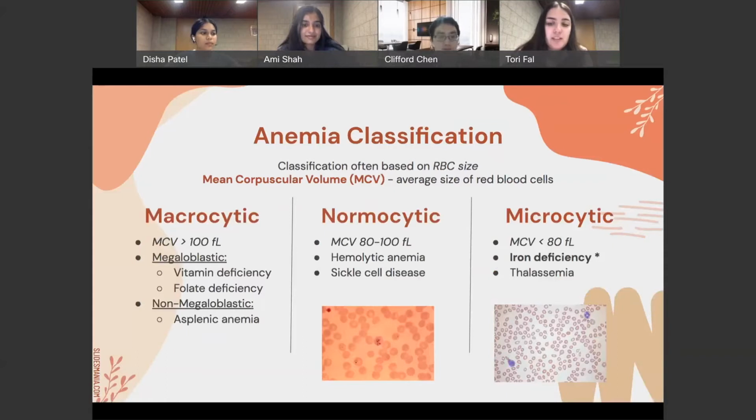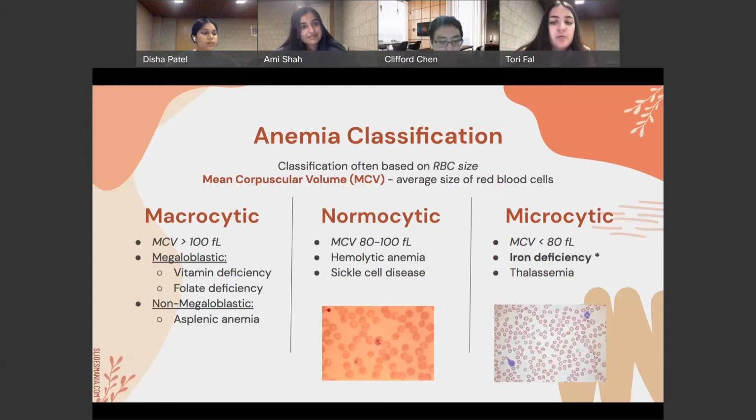Macrocytic anemia means enlarged red blood cells greater than 100 femtoliters. This can be further divided into two subcategories. Megaloblastic anemia means that cells are larger due to abnormal DNA synthesis, often caused by vitamin or folate deficiencies. Histologically, this presents as hypersegmented neutrophils. Non-megaloblastic anemia means that cells are enlarged, but not due to impaired DNA synthesis, but rather membrane defects.